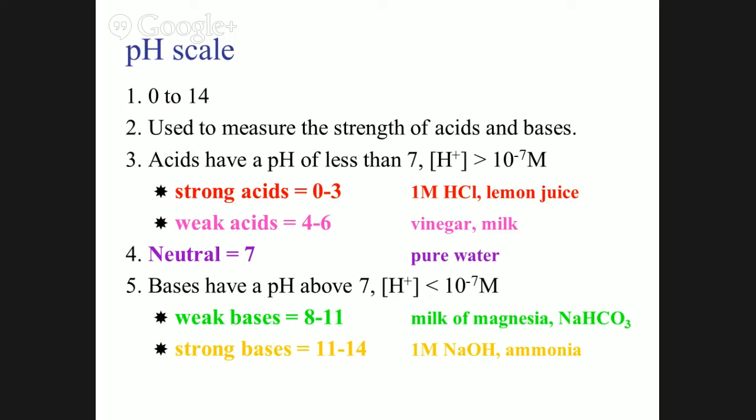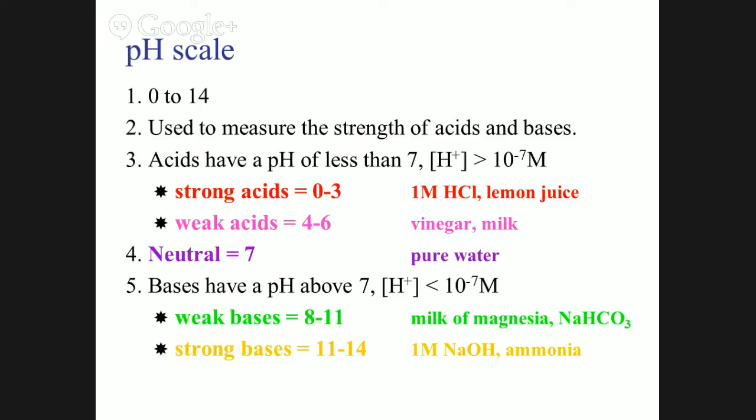All right, how do we measure acids and bases? Well, we use a pH scale. Basically, it goes from 0 to 14, and it's used to measure the strength of acids and bases. In fact, pH stands for the power of hydrogen, and later on we'll look at something called pOH, which is basically the power of the hydroxide.